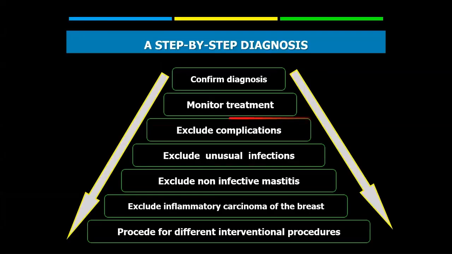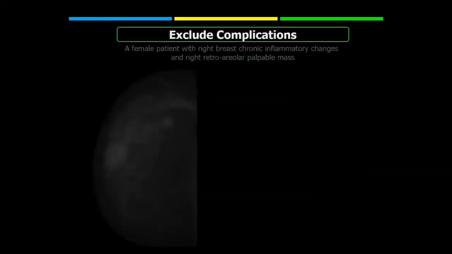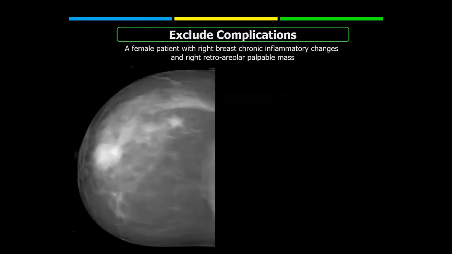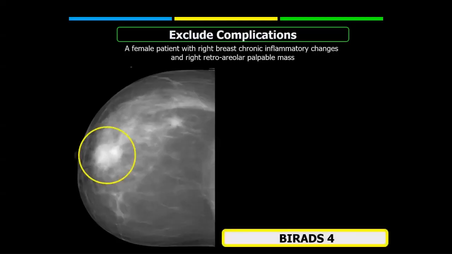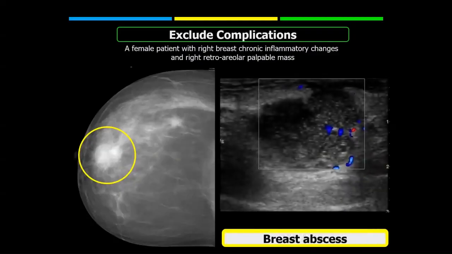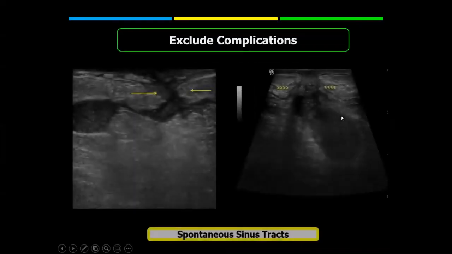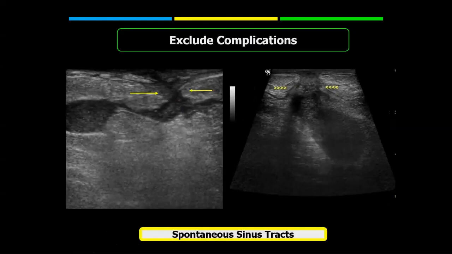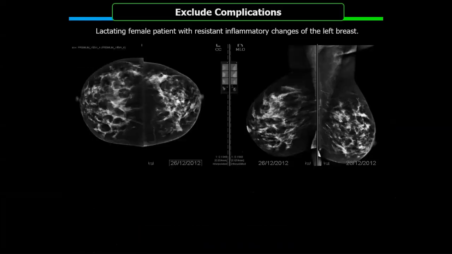And in this case, we'll move another step downwards. We have a case of non-resolving mastitis, and we want to exclude underlying complications. This was a female patient with right breast chronic inflammatory changes, and then she developed a palpable retroareolar mass lesion. Based on her mammogram, we can easily give her a BI-RADS 4 because this lesion appeared to be speculated. But with a single look on the ultrasound examination, we can see that it is simply an abscess cavity with floating internal particles.